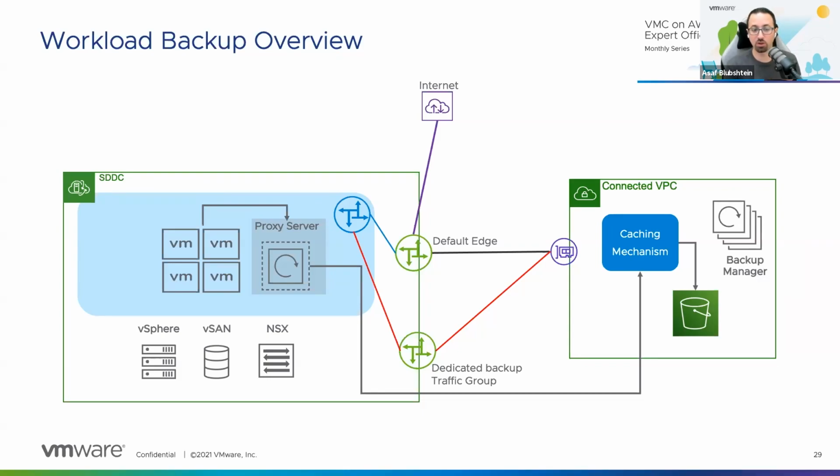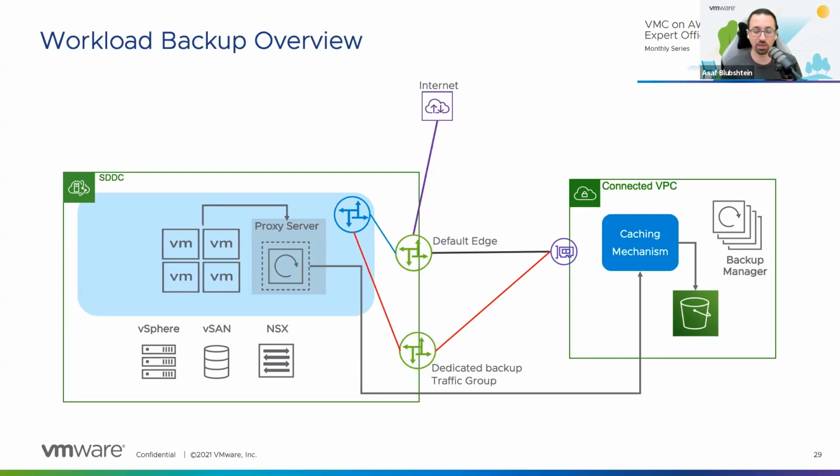So for example, all of the backup traffic from that proxy server within the SDDC will be sent over through a dedicated edge to make sure that it doesn't impact any workload traffic, and will also flow to a caching mechanism, or some backup vendors have a front end for their own file system that in this case will just go to an S3 bucket. A lot of backup vendors have that, leveraging AWS's native resources.